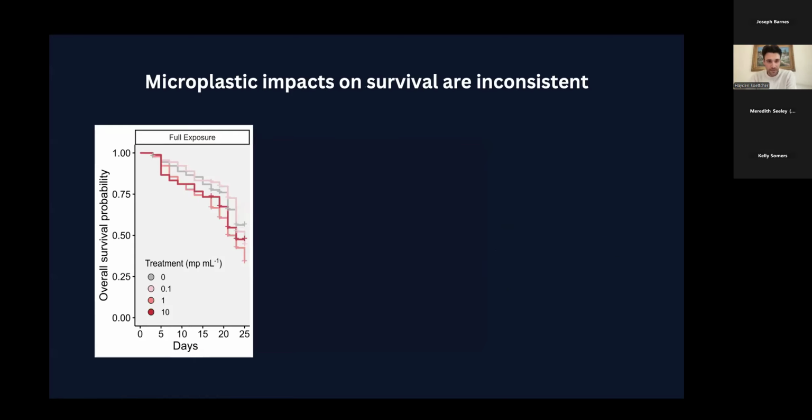All right, so let's get into the results here. First, we're going to be looking at the impacts on survival, which were inconsistent, to be perfectly honest. Here we have Kaplan-Meier survival curves. This is very similar to what Meredith showed before, where you have your overall survival probability on the y-axis. And so if you stayed alive, you would stay at this 100% probability of survival mark.